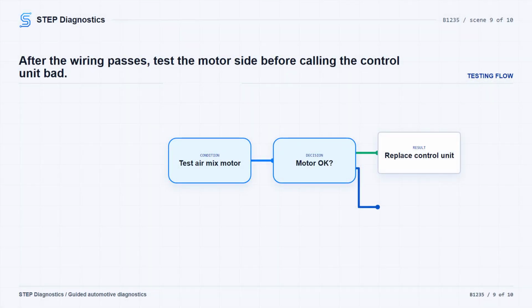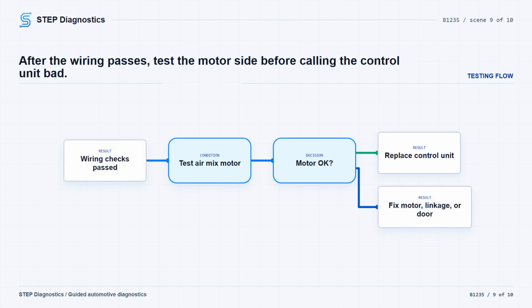With the circuit checks passed, test the driver's air mix control motor. If the motor tests okay, replace the climate control unit. If the motor does not test okay, replace the driver's air mix control motor or repair the driver's air mix control linkage or door. The key here is not to jump to the control unit until the motor circuit and motor side have been proven.